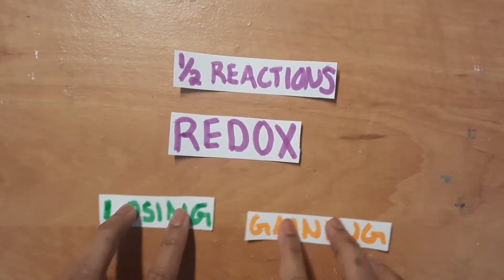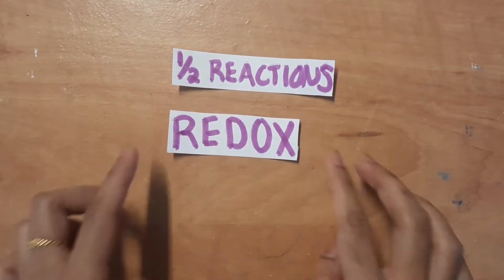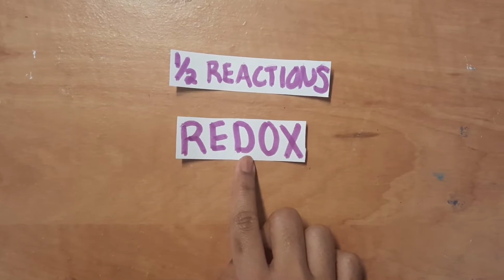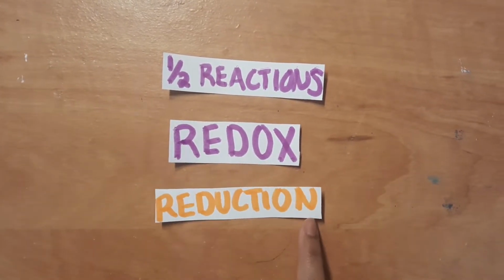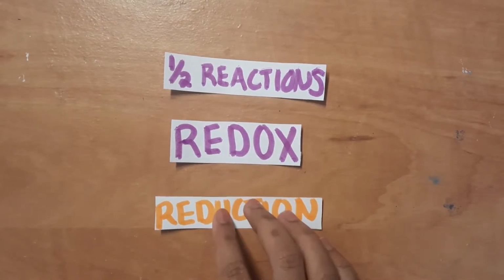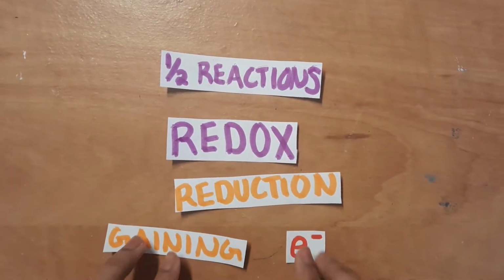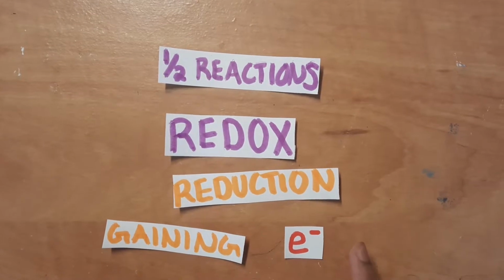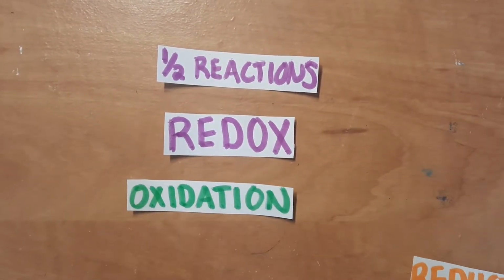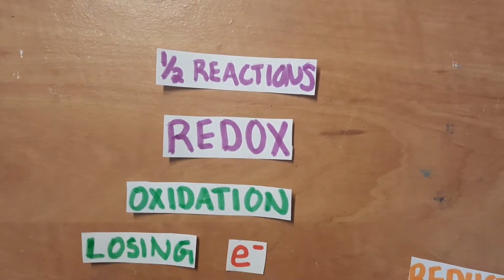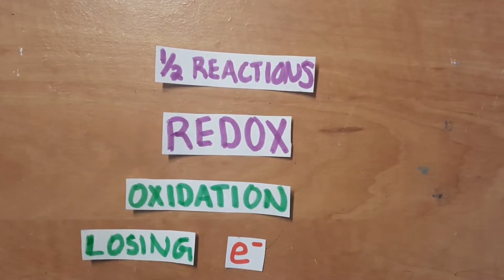We can understand redox reactions by analyzing the name. The RED portion of redox stands for reduction. This is a half reaction in which electrons are gained and the species becomes more negative. The OX stands for oxidation, where the species loses electrons and is said to become more positive.